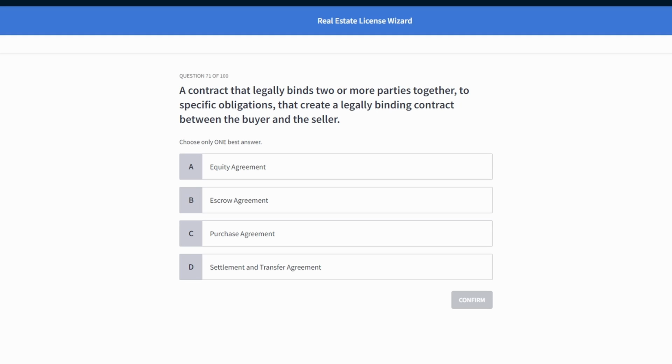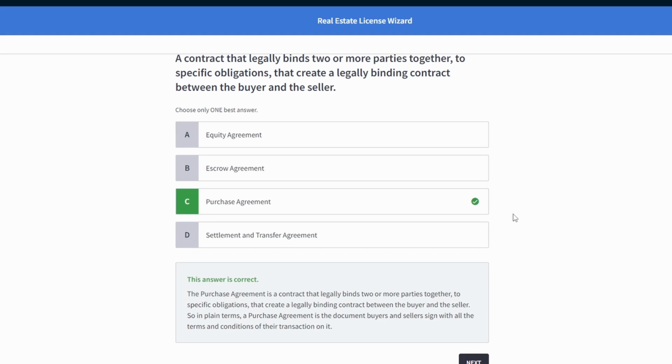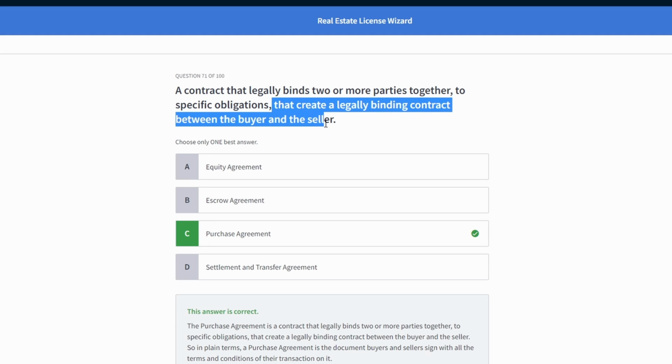All right, for this one, the correct answer is C, purchase agreement. A purchase agreement is a contract that legally binds two or more parties together to specific obligations that create a legally binding contract between the buyer and the seller. In plain terms, a purchase agreement is the document buyers and sellers sign with all the terms and conditions of their transaction on it. So you might be thinking, why is this not a bilateral contract? Why isn't that an option? Well, technically, this is a bilateral contract, but again, it's including the second part, contract between buyer and the seller. We know that. We see that here. We know it has to be a purchase agreement.